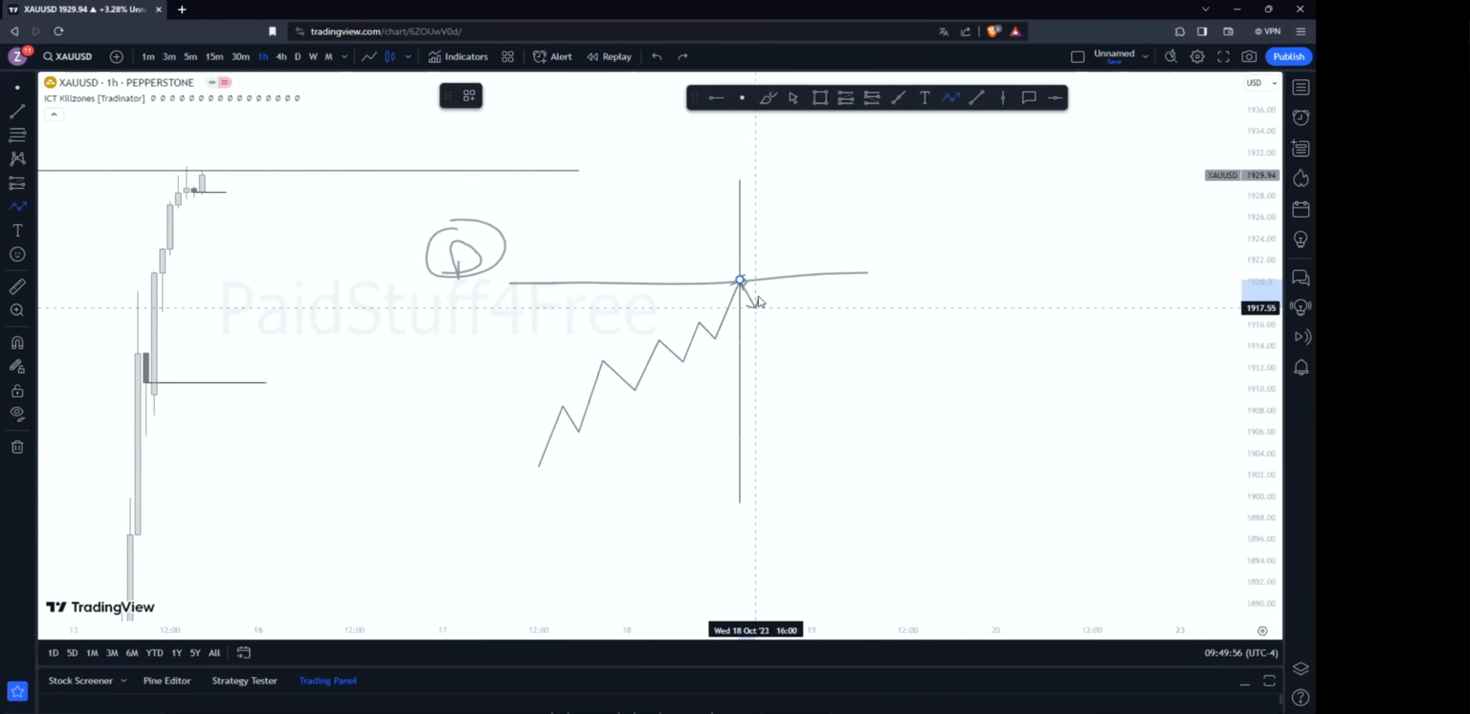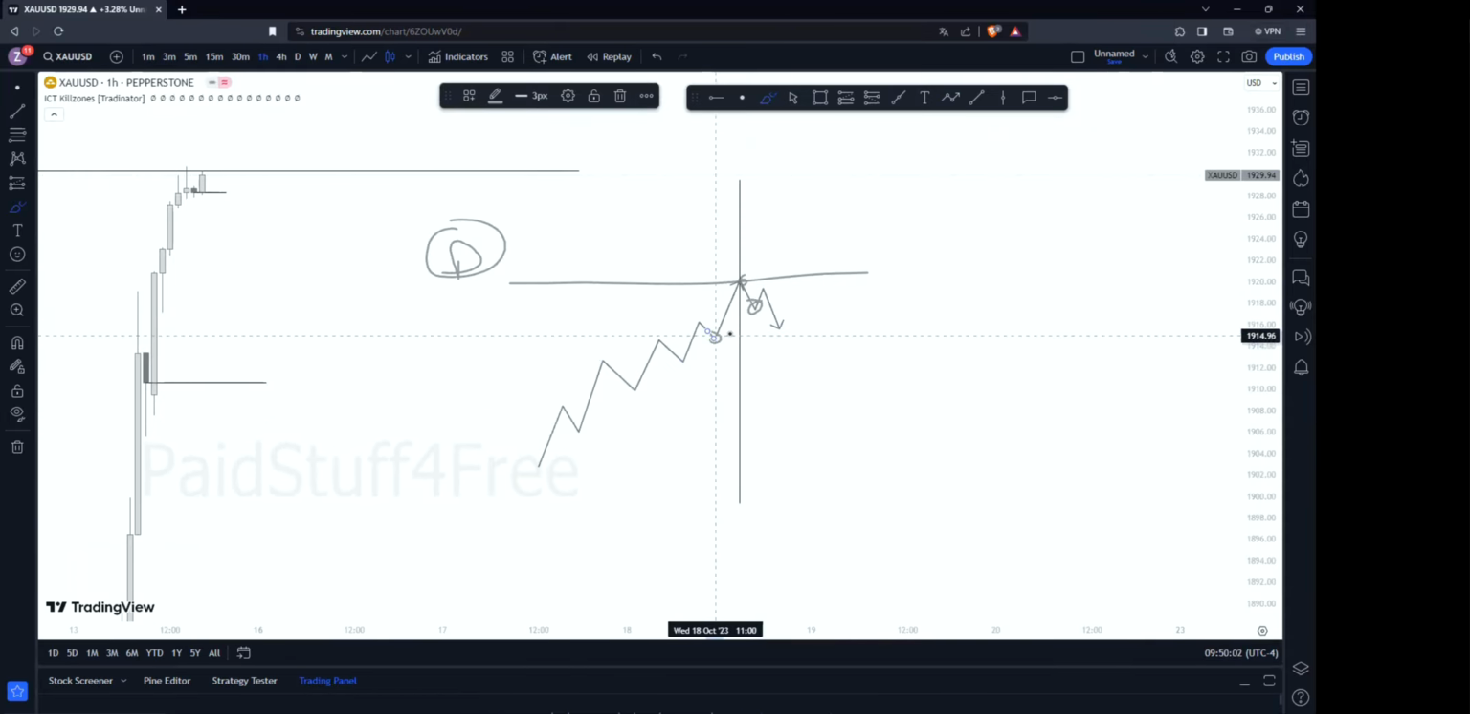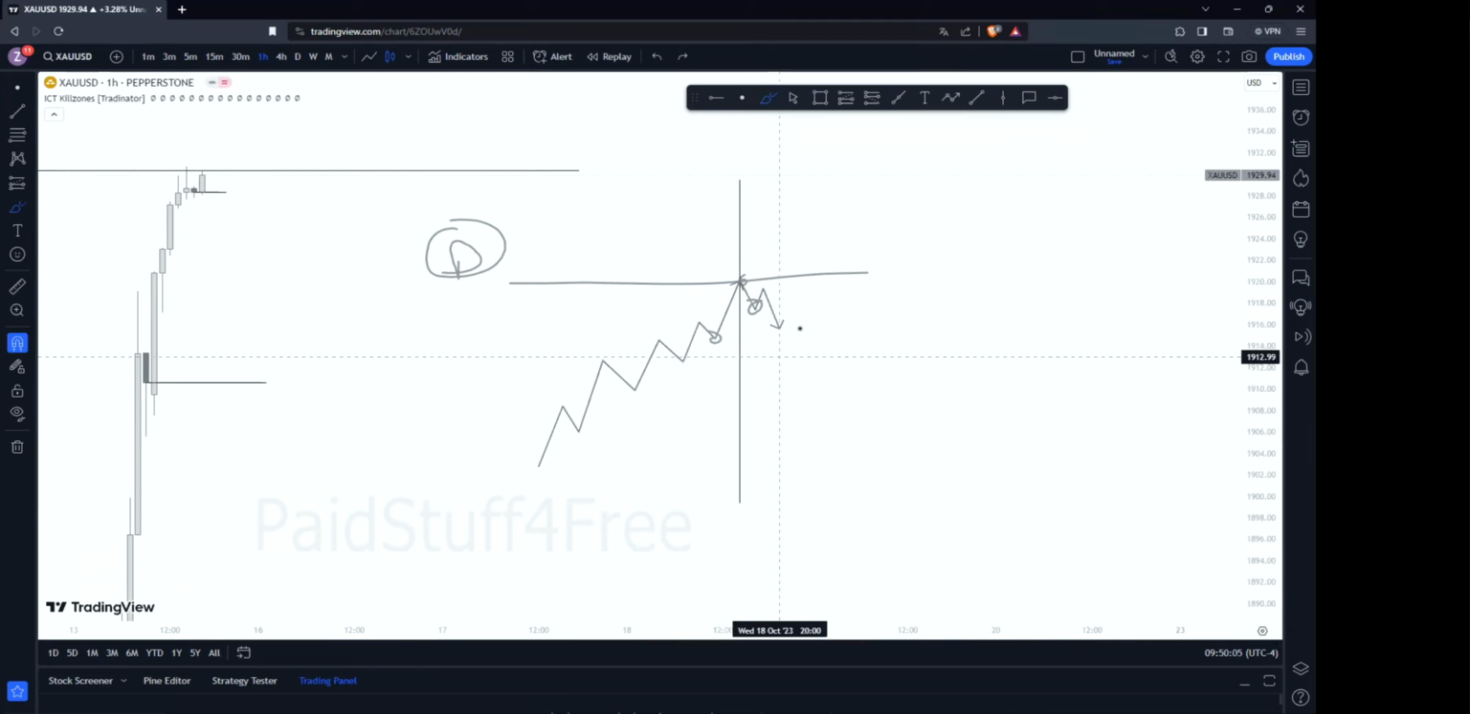But let's say price makes this one, right? And then it breaks it. This low has been made after or before the touch, guys? After the touch. So this one is automatically internal, and it doesn't count. If we break this, it doesn't mean that we are bearish. Price can just do this, right?